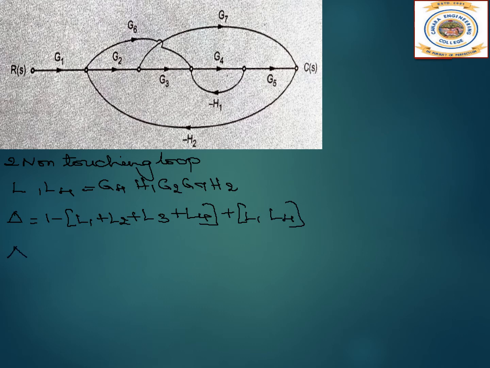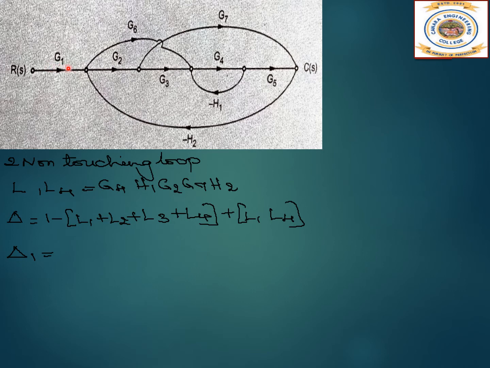Now what is delta 1? We have 3 forward paths. Delta 1. Let us identify that. What is delta 1, delta 2 and delta 3? Okay. So delta 1 is this G1, G2, G3, G4. So all the loops are touching this forward path. Hence delta 1 will be 1 because all these loops will become 0.